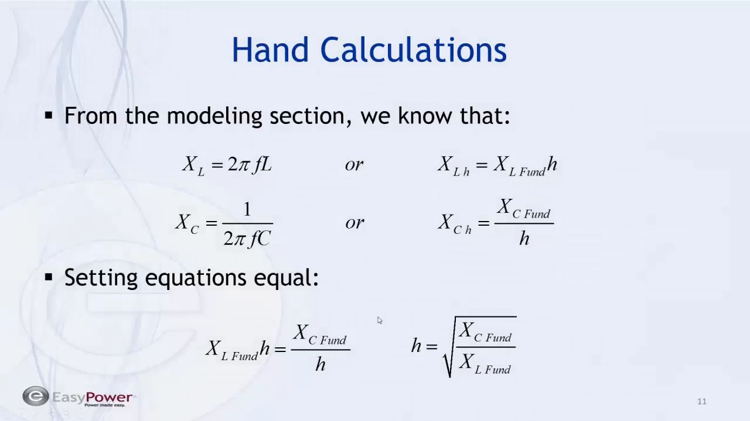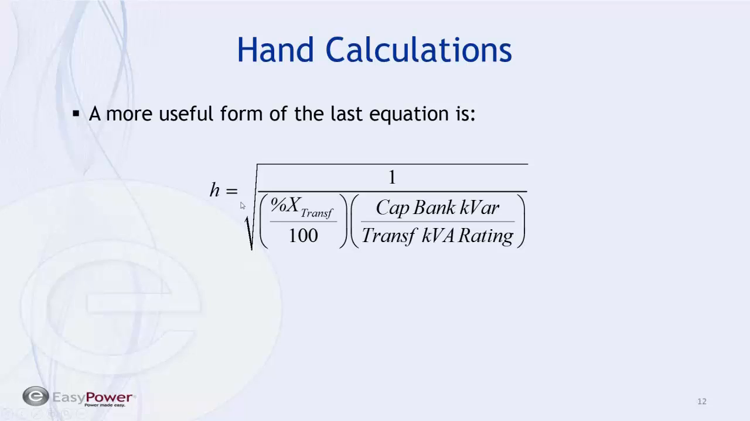So if these two are equal, then H is going to be equal to the square root of XC fundamental divided by XL fundamental. That's where we are going to have the resonance. So let's simplify this formula and see what it gives us. This would be a more useful form of the same formula, H, and as you see, it's the square root of the cap bank kVAR divided by the transformer kVA rating.